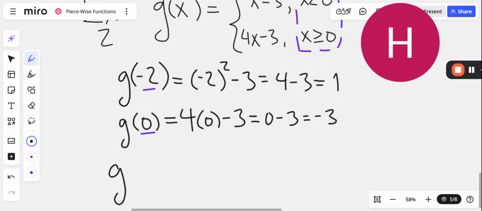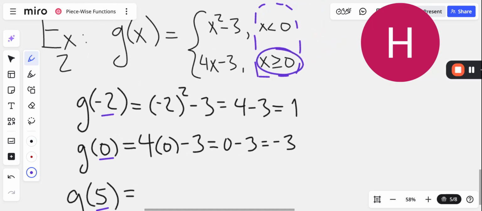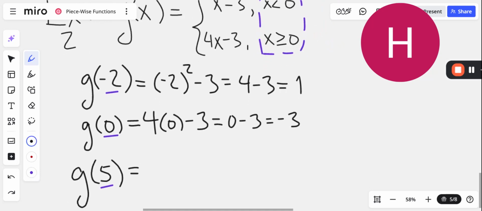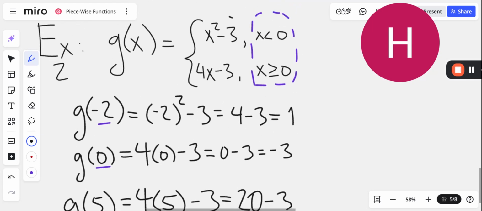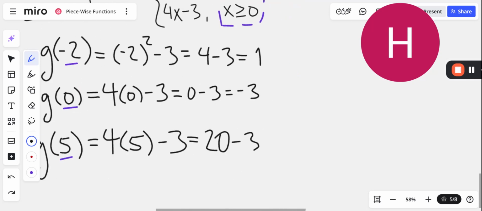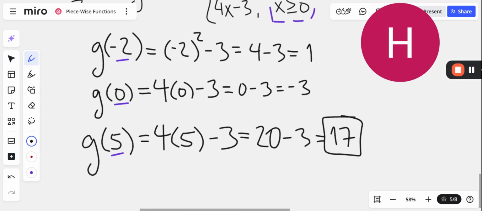So what would g of 5 be? Well, since 5 is greater than 0, it qualifies to go into the second piece, the bottom piece. And then you simply replace it again like you were just evaluating a normal function. It's as if I just gave you 4x minus 3 and told you to plug in 5, but really the thinking step here is figuring out which piece we're going to use. Because if you plugged 5 into the top piece, that would be wrong. And that just gives us 17. Yeah, the calculations are not intended to be difficult here. This is really more of a concept overview.